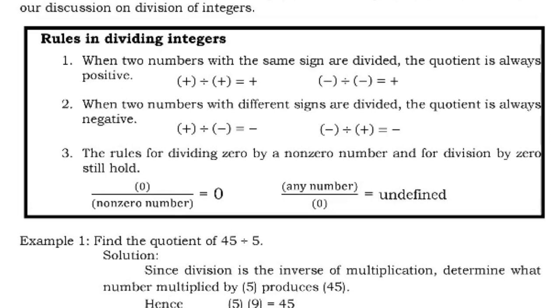Then number 3, the rules for dividing 0 by a non-zero number and for division by 0 still hold. So if 0 is divided by a non-zero number, it is equal to 0, but any number divided by 0 is undefined. So if the denominator or the divisor is 0, automatically it is undefined.